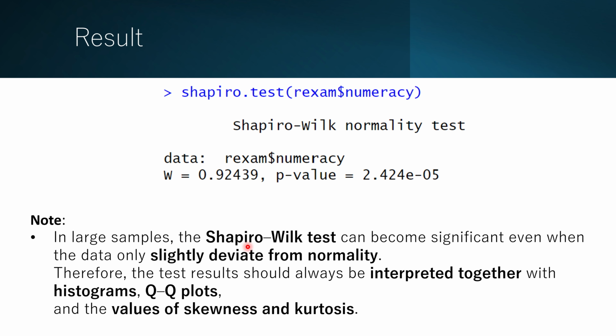In large samples, the Shapiro-Wilk test can become significant even when the data only slightly deviate from normality. Therefore, the test results should always be interpreted together with the histogram, QQ-plot, and the values of skewness and kurtosis. For example, even if the test says not normal, the data may still look symmetric and smooth enough for parametric analysis. In research practice, graphical judgment is often as important as formal testing.